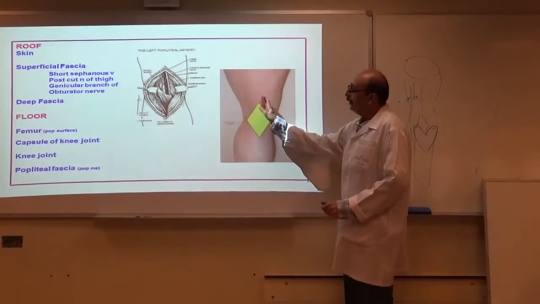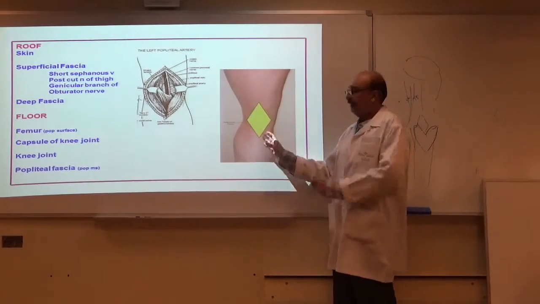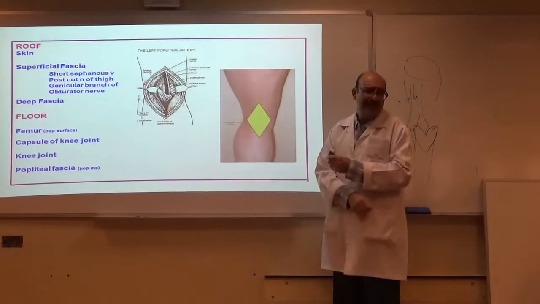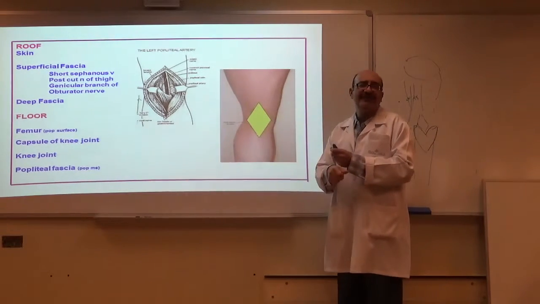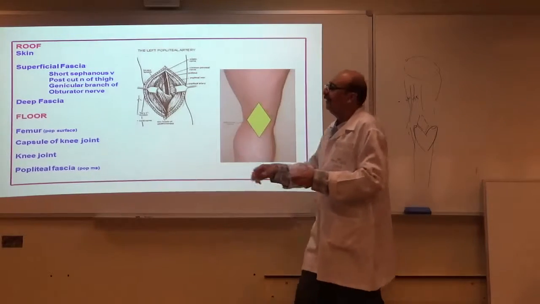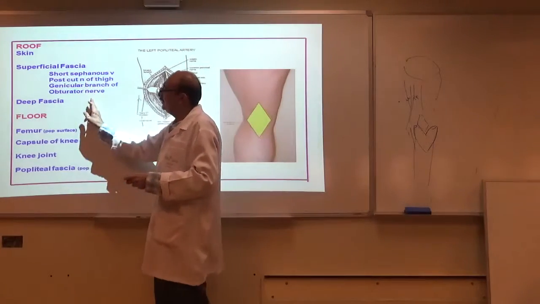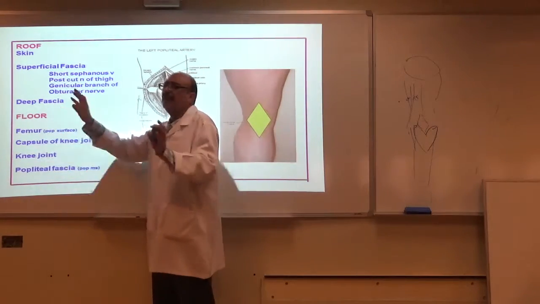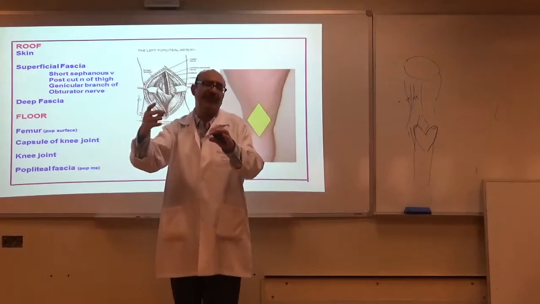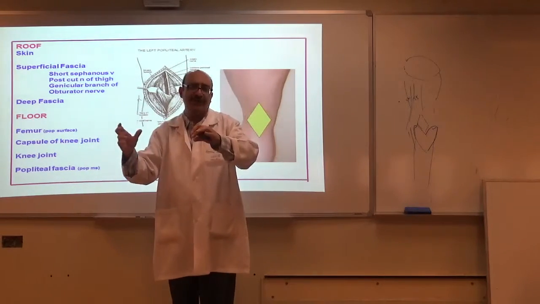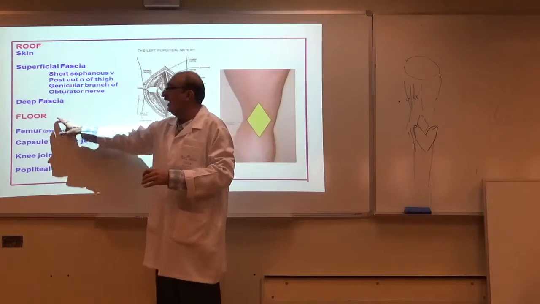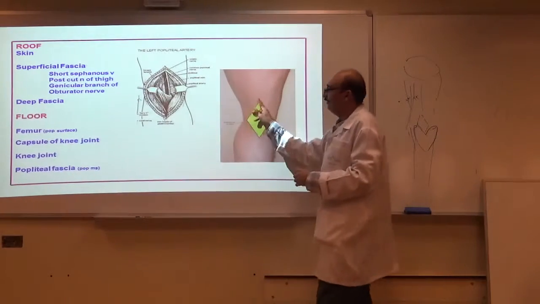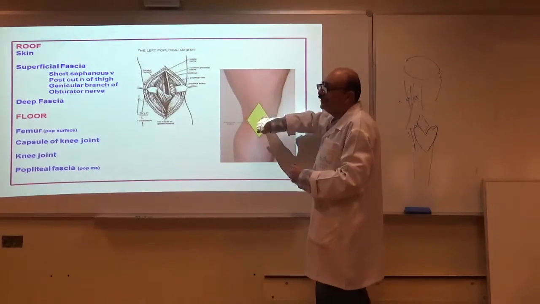So the roof is skin. Remove the skin, superficial fascia. After superficial fascia, there will be deep fascia. The superficial fascia contains these structures. Then there is deep fascia, like routine deep fascia on every part of the body. Then, if I remove skin, superficial fascia, deep fascia, I will see what is inside.